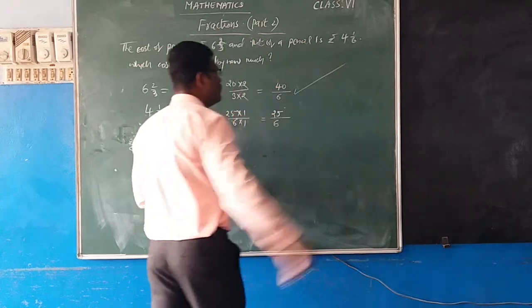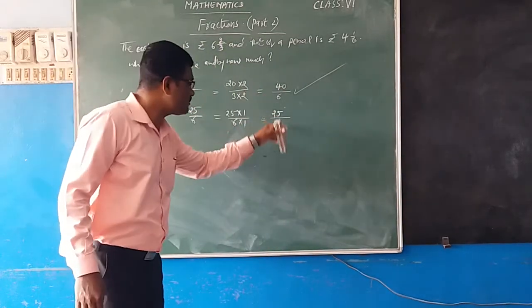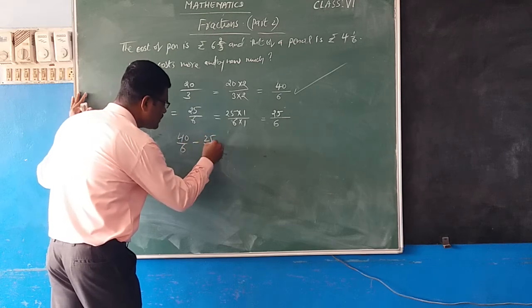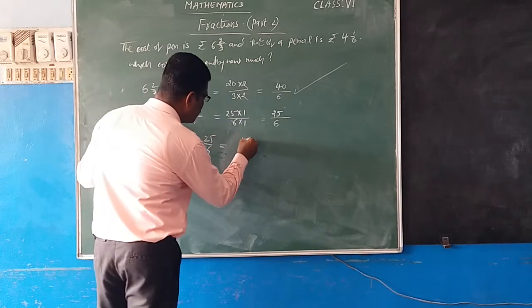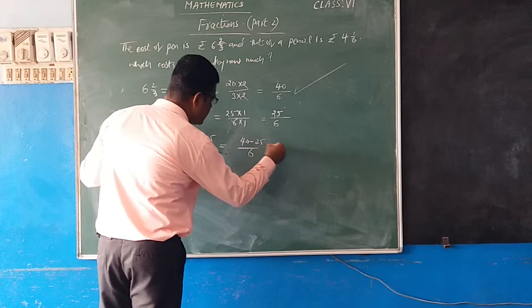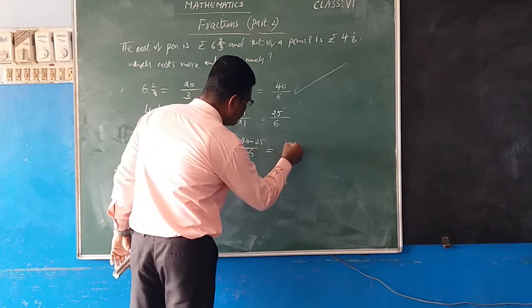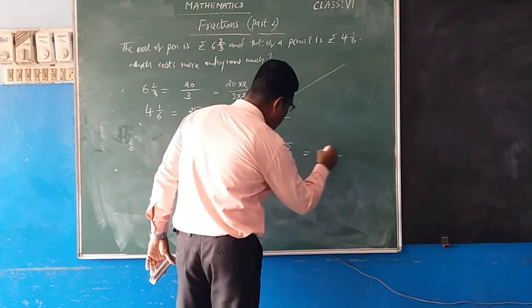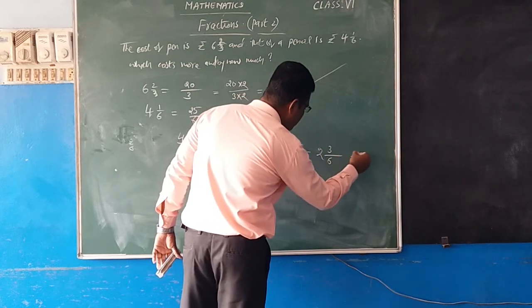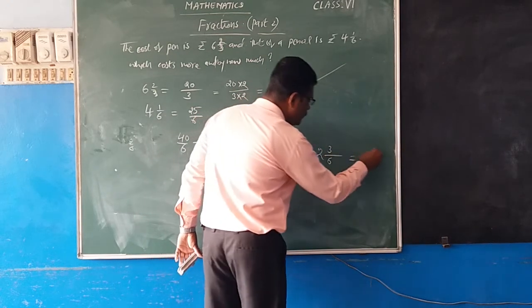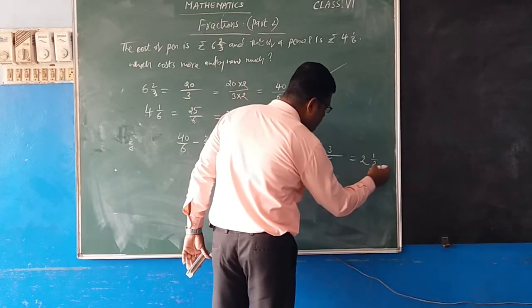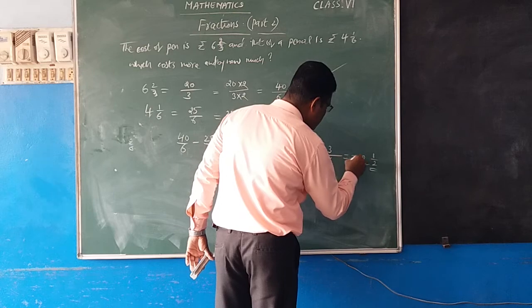This is greater. By how much means we need to subtract these two. So 40 by 6 minus 25 by 6 is equal to 40 minus 25 divided by 6, that is 15 divided by 6. Can you write it in the form of a mixed fraction? 6 2s are 12, 3 remains, that is 2 3 by 6, this much of rupees.